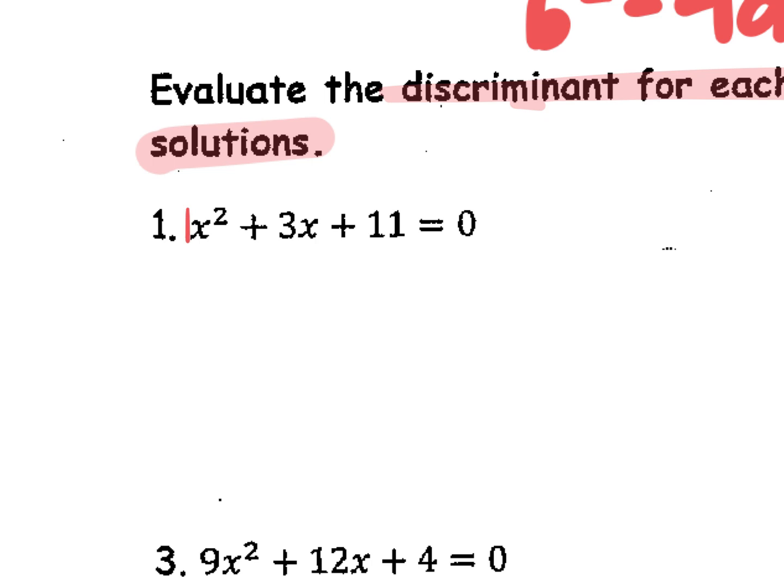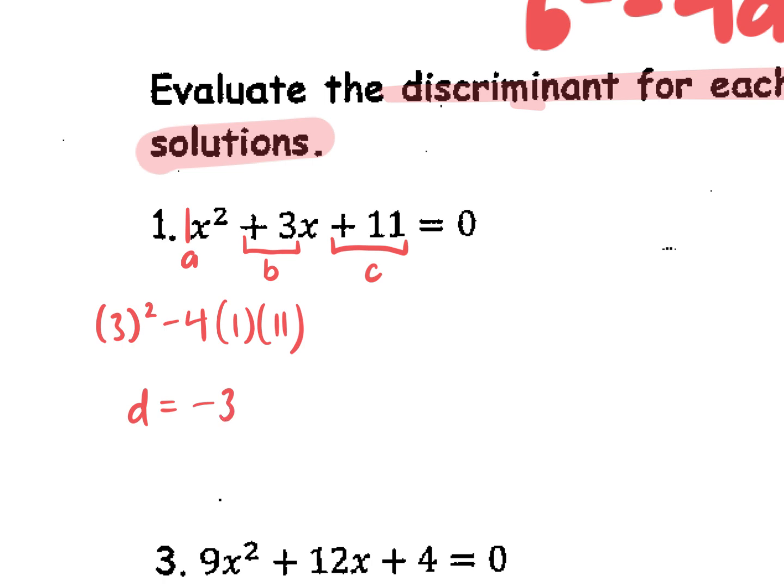So right here, my a value is 1, my b value is 3, and my c value is 11. So my discriminant is b squared, so 3 squared minus 4ac. And if I plug this whole thing in the calculator, I get that my discriminant equals negative 35. And whenever my discriminant is negative, that means there's going to be no solution.